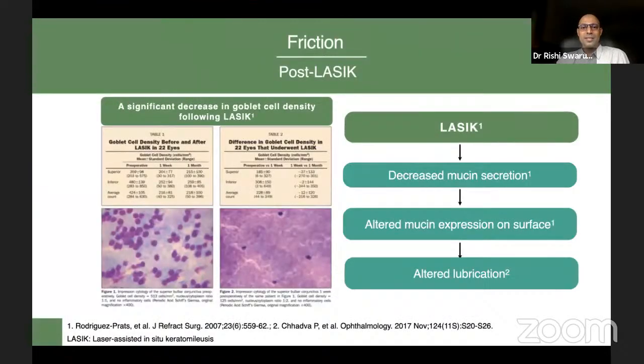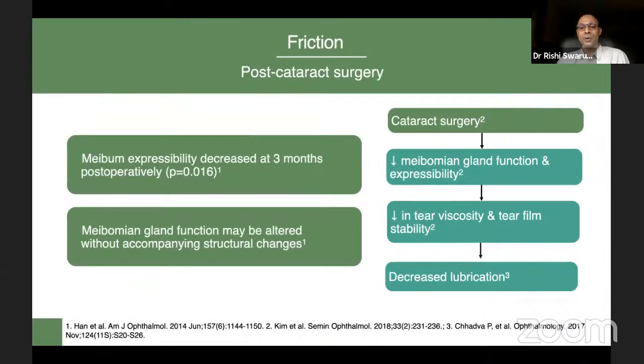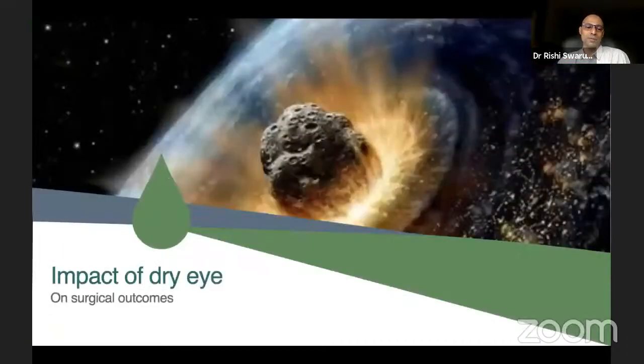And essentially friction is because you have a reduction in the goblet cell density and reduction in your mucin. And mucin is an important part of the tear film, which not just stabilizes the tear film, but also gives a lot of lubrication. And the fact that it is not there is certainly going to cause a lot of friction, mechanical friction, which will incite the inflammatory process and triggers that inflammatory cascade, which perpetuates the postoperative dry eye.